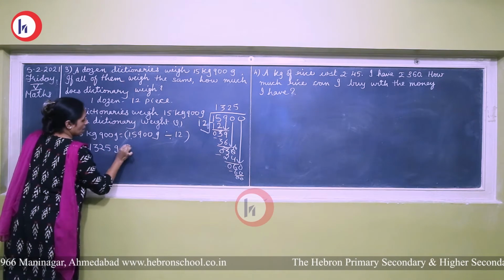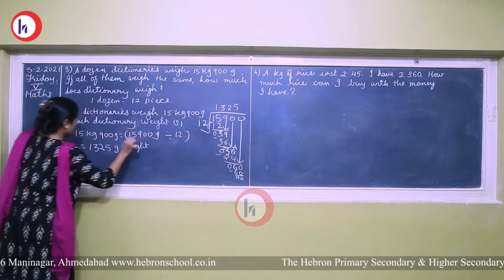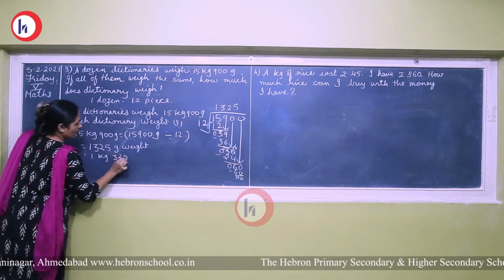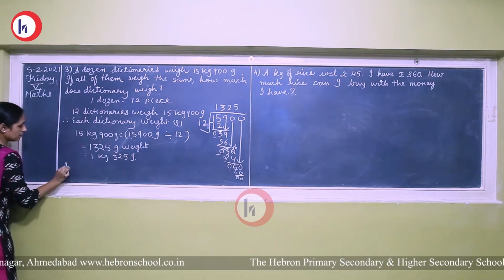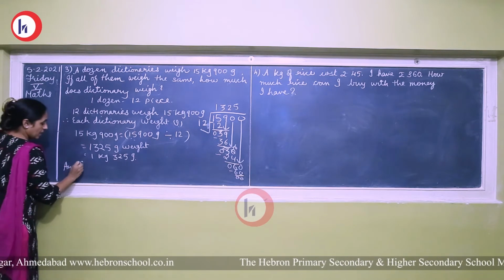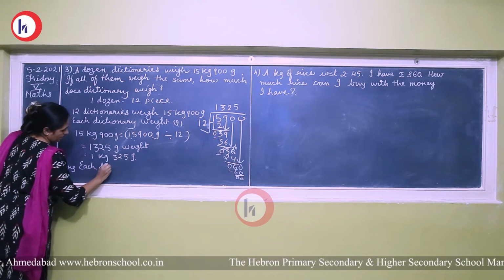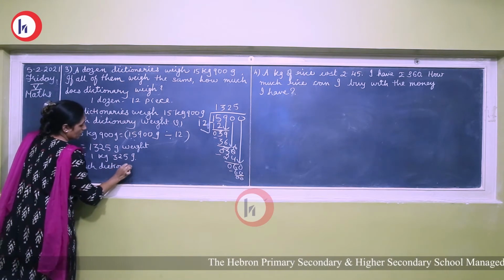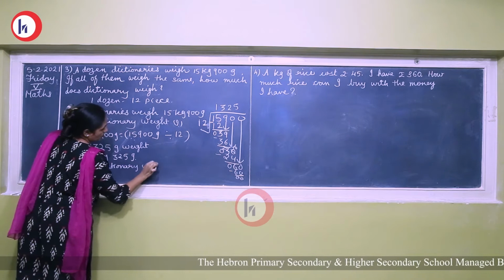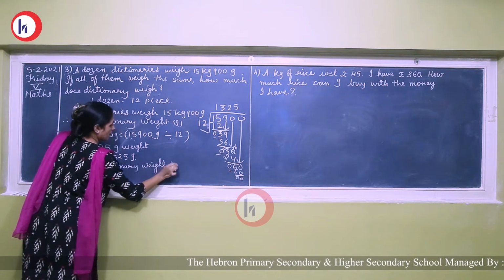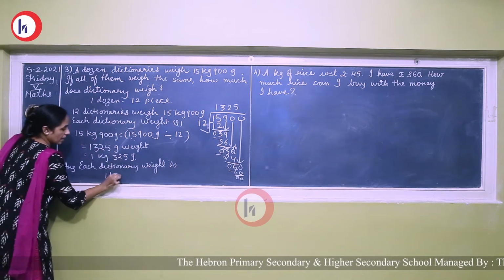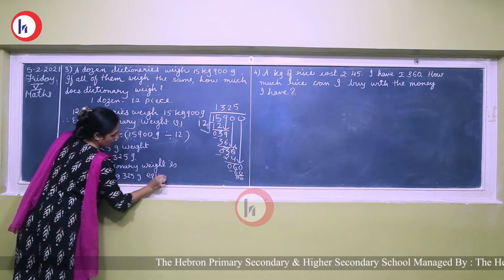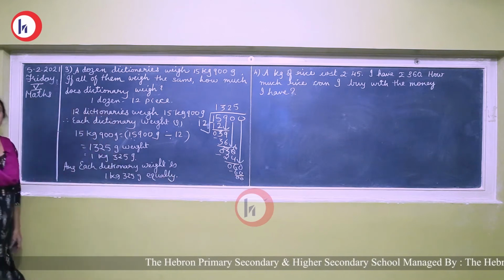1325 gram weight. That means convert into kilogram and gram. 1 kilogram 325 gram. Answer. Each dictionary weight is 1 kilogram 325 gram. All dictionary weight is same.